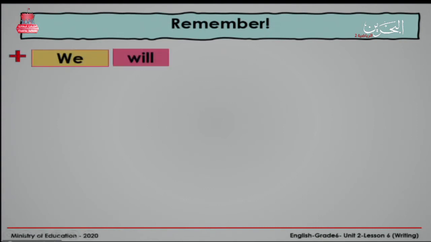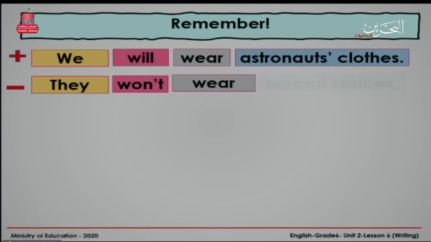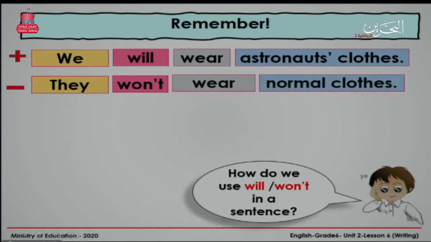We will wear astronauts' clothes. We use will for the affirmative sentences. They won't wear normal clothes. We use won't for the negative sentences.